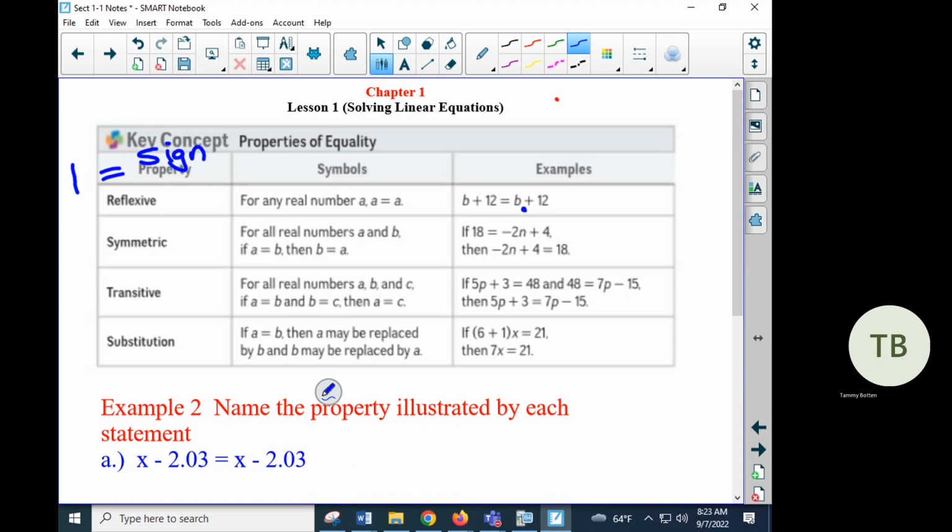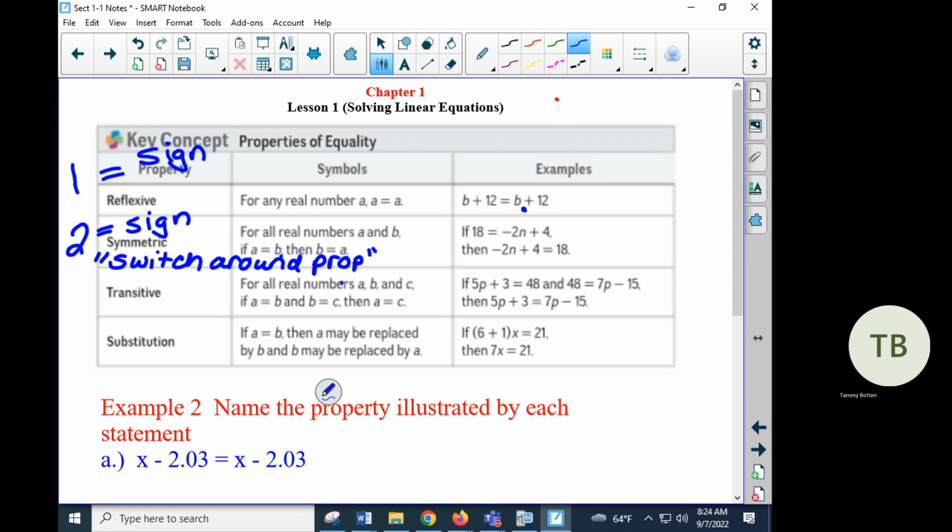Symmetric, I want you to notice, has 2 equal signs. Symmetric, I often call the switch around property, which you can't label it that, but that's what symmetric does. With symmetric, you take an equation and flip the left and right side. So they have A equals B, and they flipped the left and right side. Here they have 18 equals negative 2n plus 4, and they flipped the left and right side. And notice we have 2 equal signs here, 1 equal sign there.